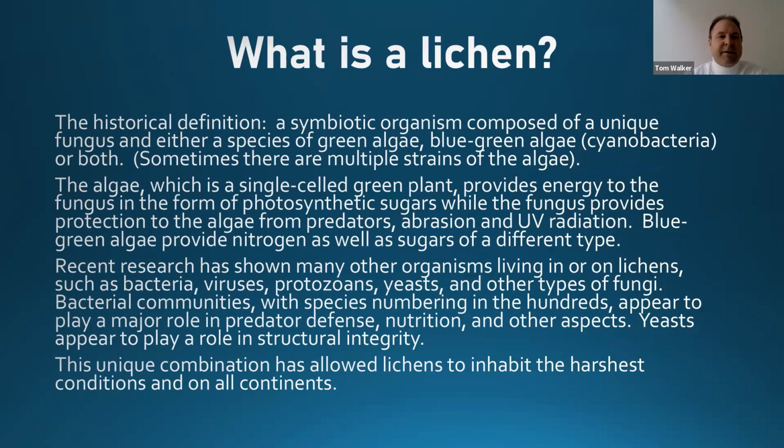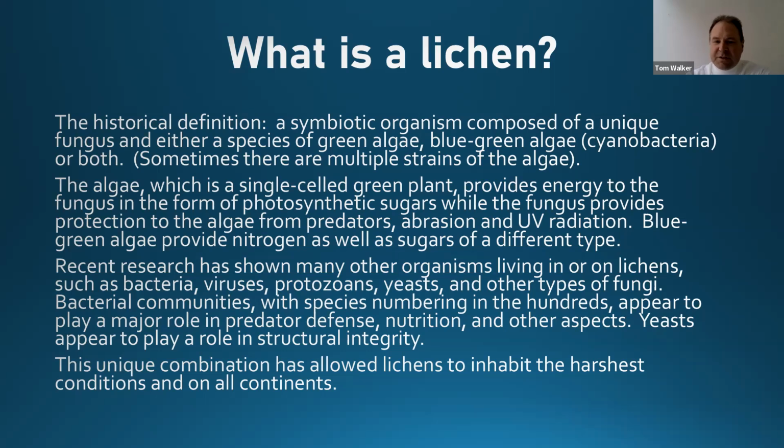So what is a lichen? The historical definition is a symbiotic organism composed of a unique fungus and either a species of green algae, blue-green algae, now known as cyanobacteria, or both. Sometimes there are multiple strains of the algae. The algae is a single-celled green plant, and it provides energy to the fungus in the form of photosynthetic sugars. And the fungus provides protection to the algae from predators, abrasion, and ultraviolet radiation. Blue-green algae also provide nitrogen as well as sugars of a different type.